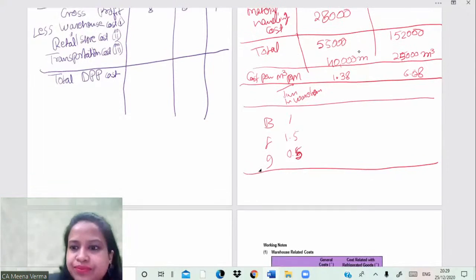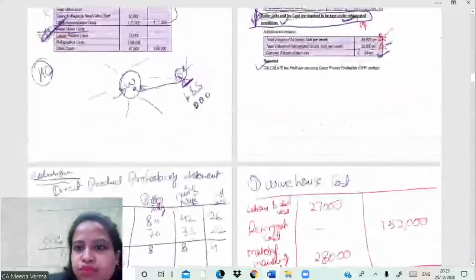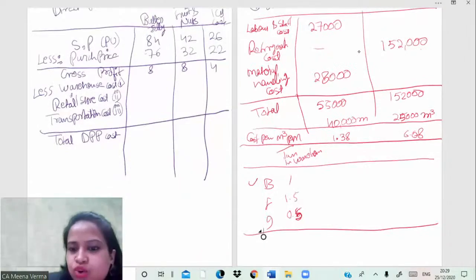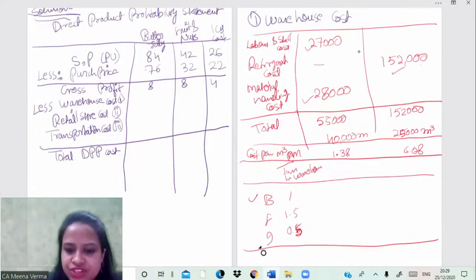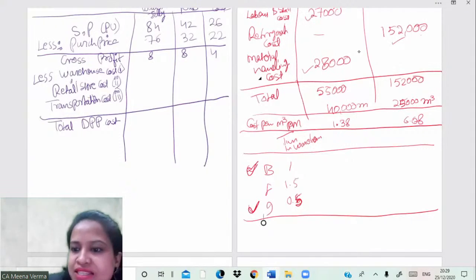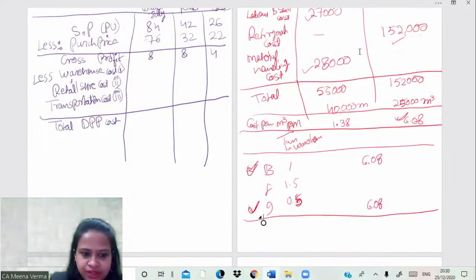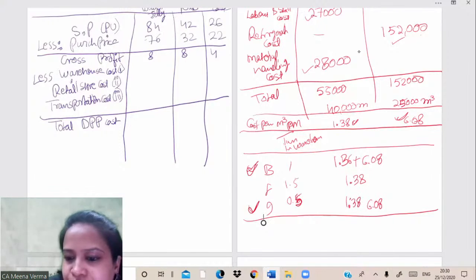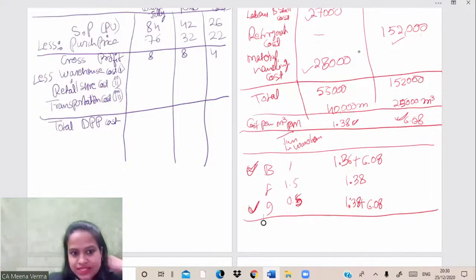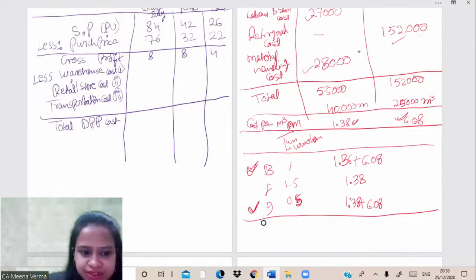Now see, for butter and jelly, you will incur both costs. You will incur the labor staff cost, material handling cost, and refrigeration. You need refrigeration for this, so 6.08 will come here and 6.08 will come here, while 1.38 will come for all three products. This is the general cost. You will incur this cost for all these three products. So this is the cost per meter cube, and this is the time for which you will keep the product in the warehouse.